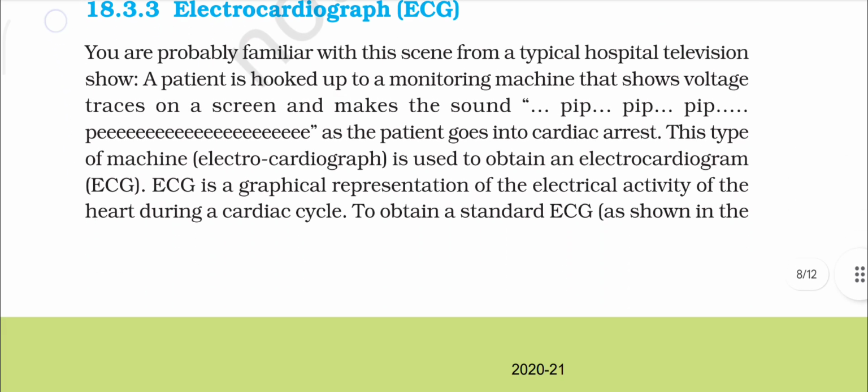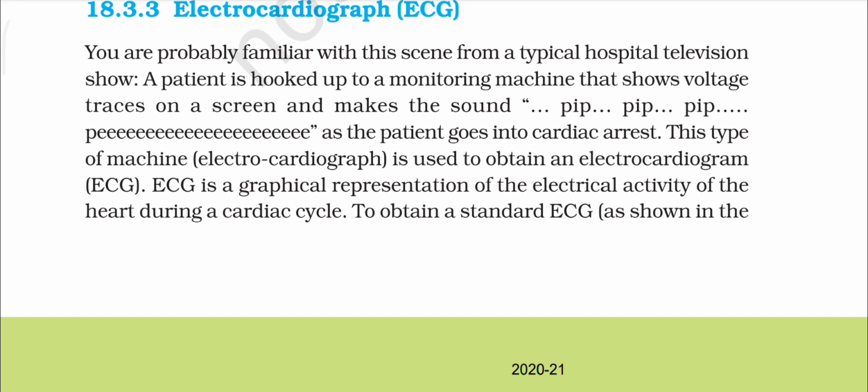Electrocardiograph, ECG. You are probably familiar with this scene from a typical hospital television show. A patient is hooked up to a monitoring machine that shows voltage traces on a screen and makes the sound beep beep beep beep as the patient goes into cardiac arrest. This type of machine is called an electrocardiograph.